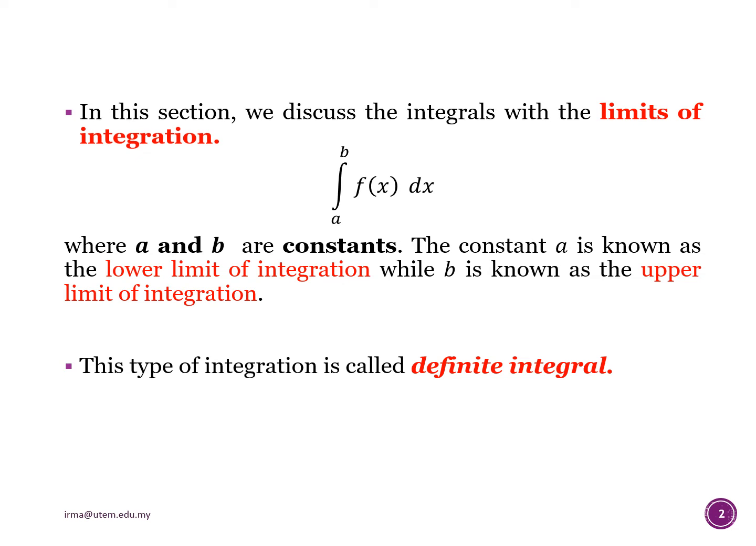Okay, so in this section, we will discuss the integrals with the limits of integration. The difference for a definite integral is this one. You have the limits from a to b, where a and b are constants. The constant a is known as the lower limit of integration, while b is known as the upper limit of integration. This type of integration is called the definite integral.